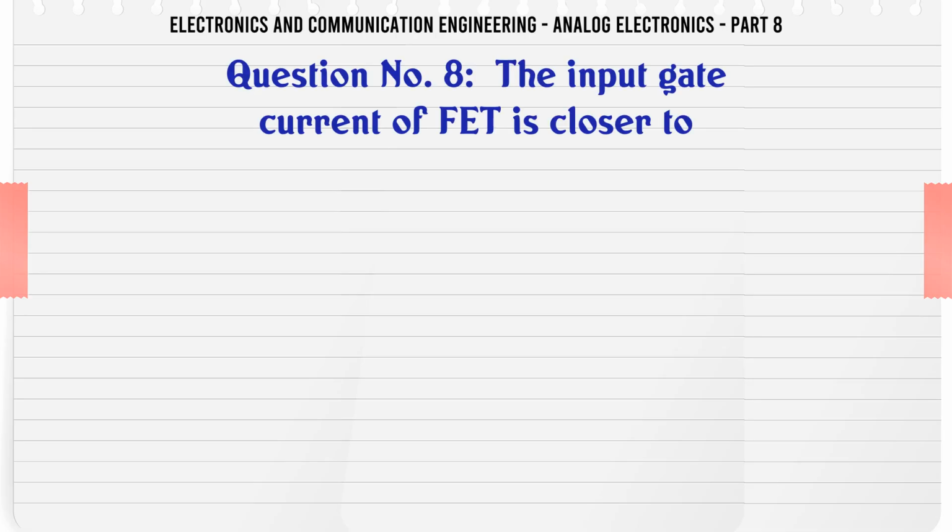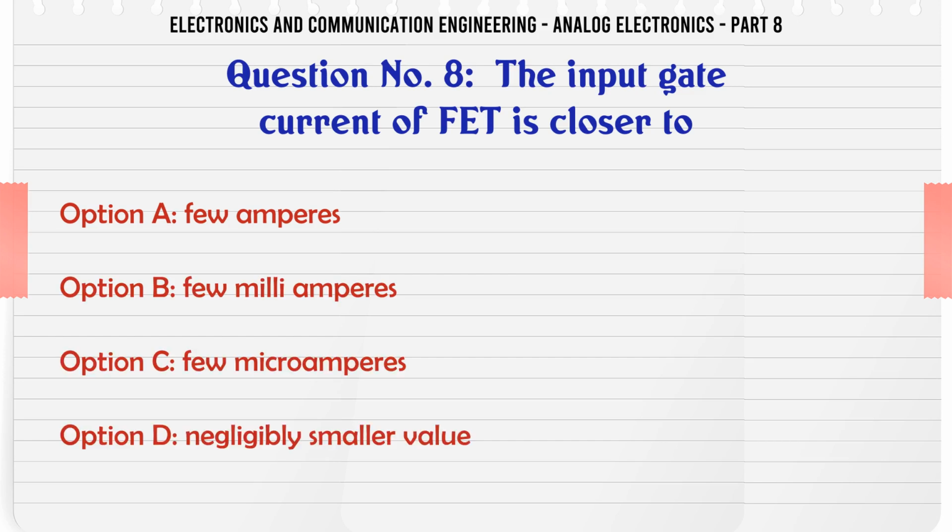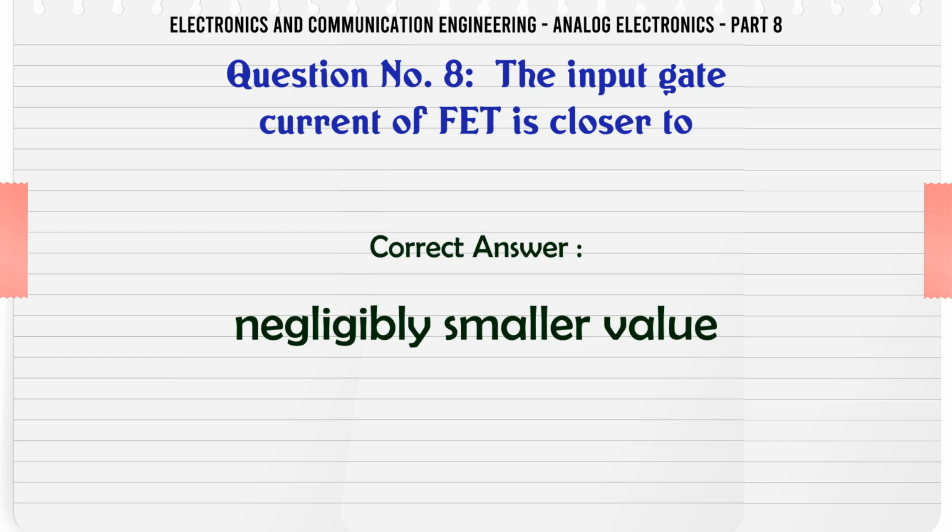The input gate current of FET is closer to: A, few amperes. B, few milliamperes. C, few microamperes. D, negligibly smaller value. The correct answer is negligibly smaller value.